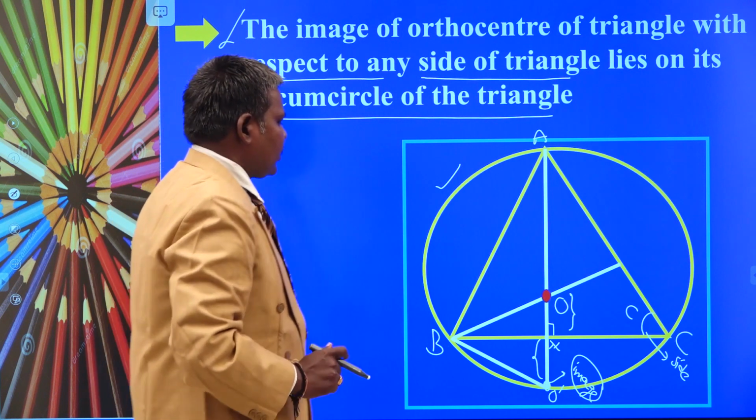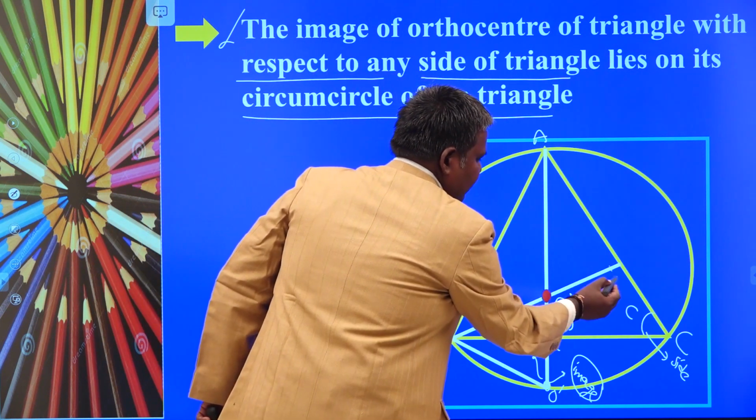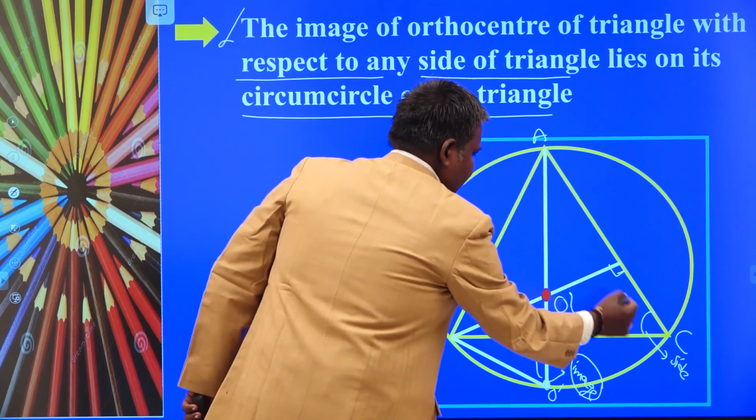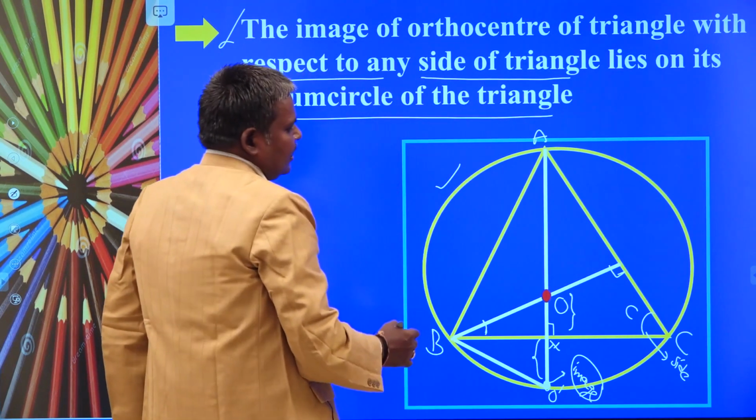For that I am going to try this one. See, my dear students, if it is angle C, is it 90 degrees or not? Because it is an altitude. Now tell me, C is 90 degrees. What is the angle here? This is immediately 90 minus C.